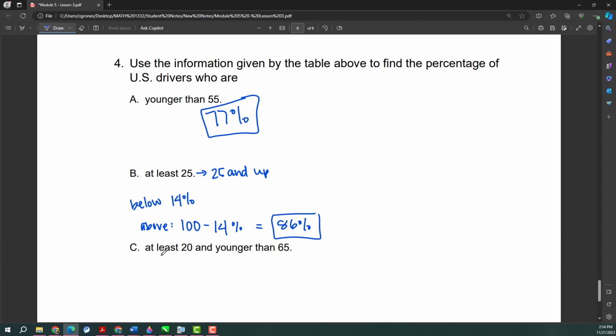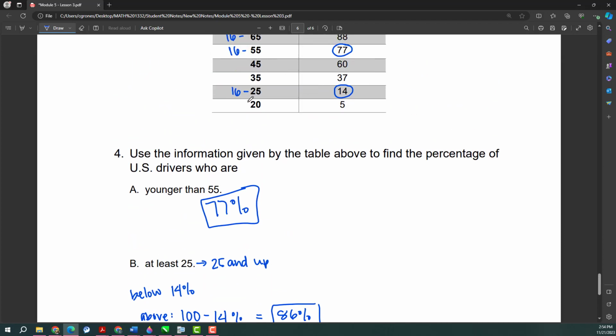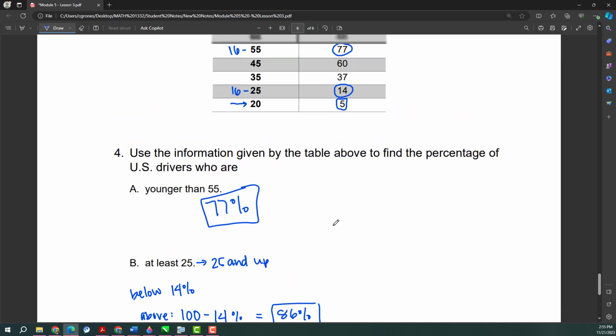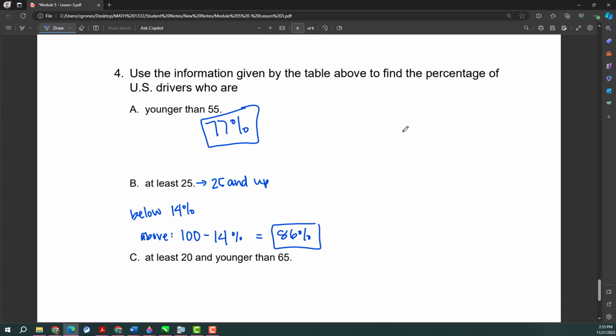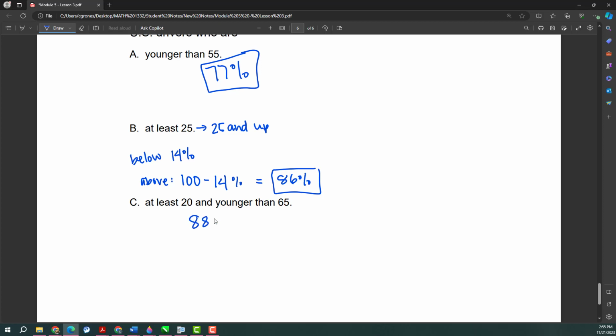And then on the last one, we want at least 20 and then younger than 65. So at least 20 would be here, but this is 20 and below. So that is 5%. And then we want younger than 65, so that is 88%. So we want to subtract these two percentiles. 88 minus 5 gives us 83%.